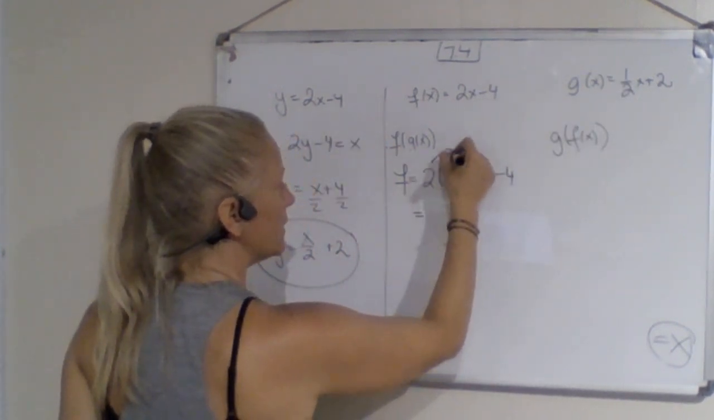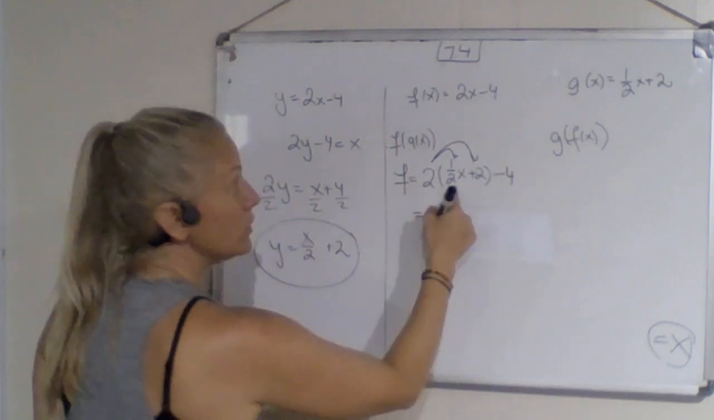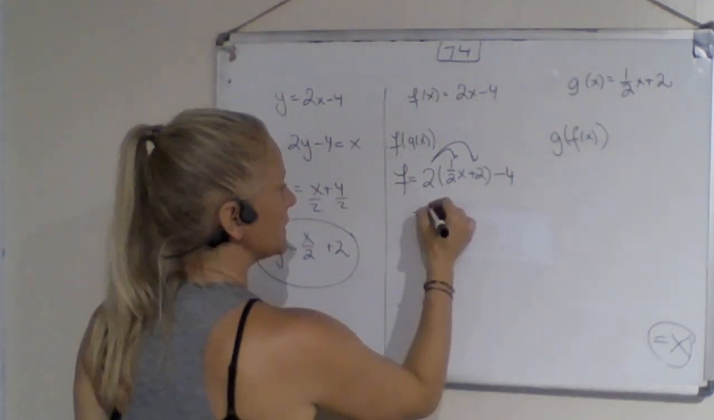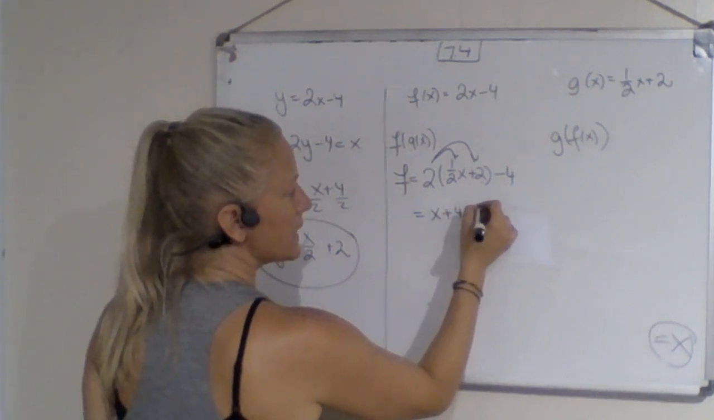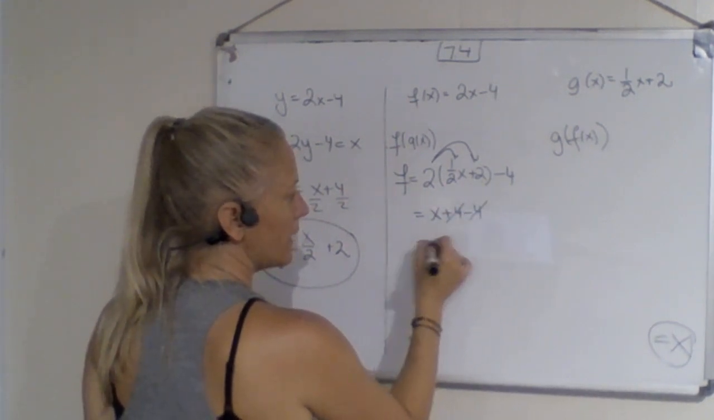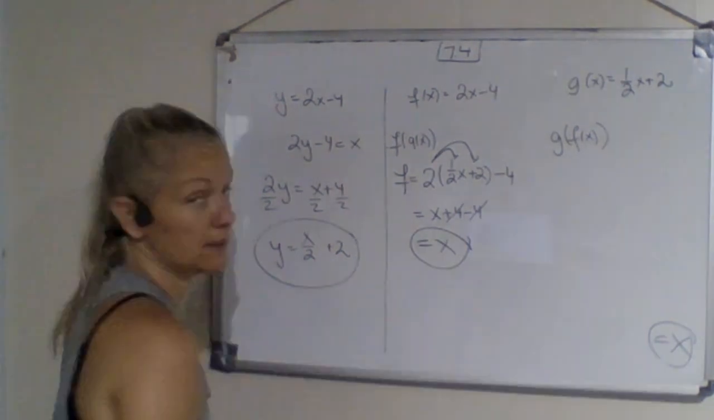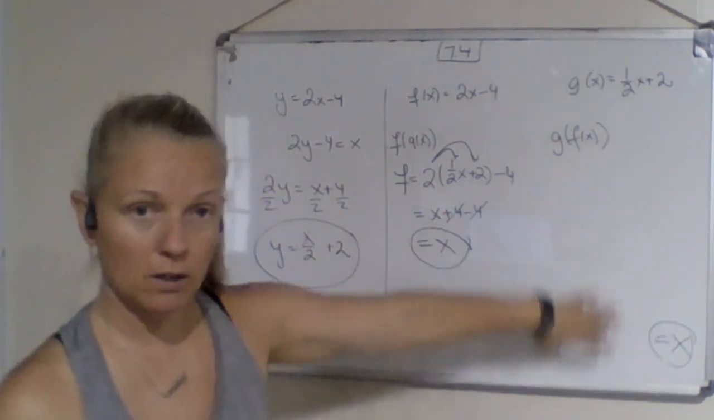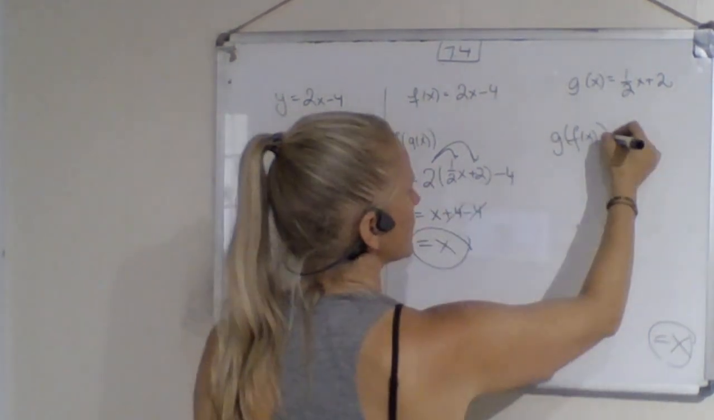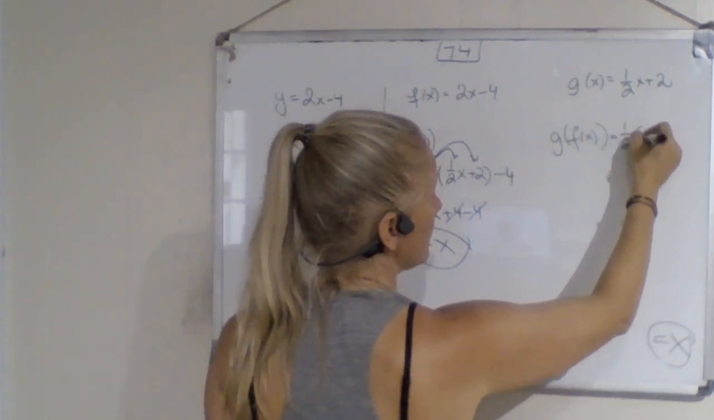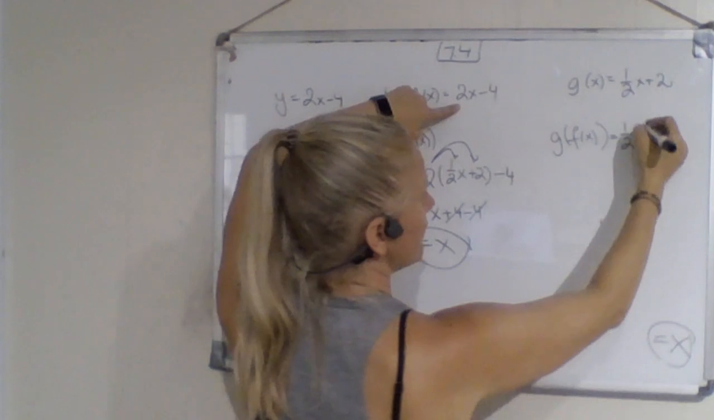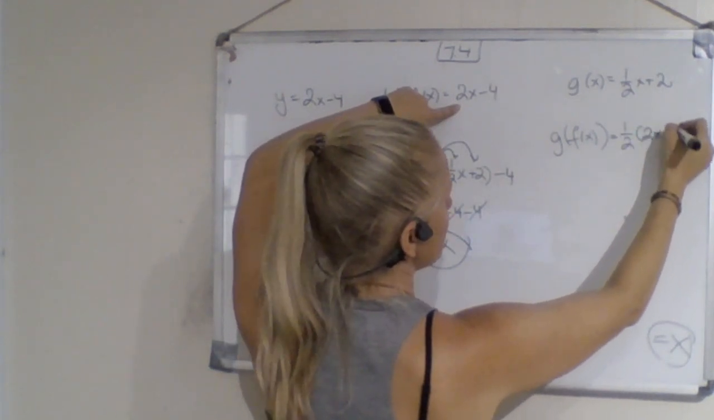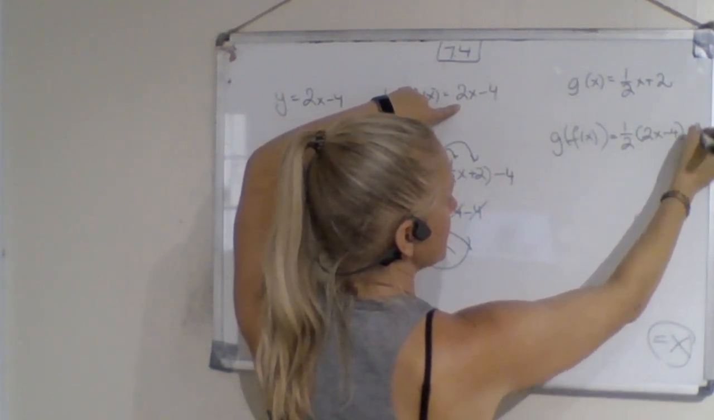Let's see what we get when we distribute. 2 times 1/2 gives me 1x. 2 times 2 plus 4 minus 4. That goes away. So my first answer is correct, it is x. Now I need to prove that this one also is x. So this becomes 1 over 2, parenthesis. Instead of x, I am now putting in what I have here, my f of x. 2x minus 4, and then plus 2.